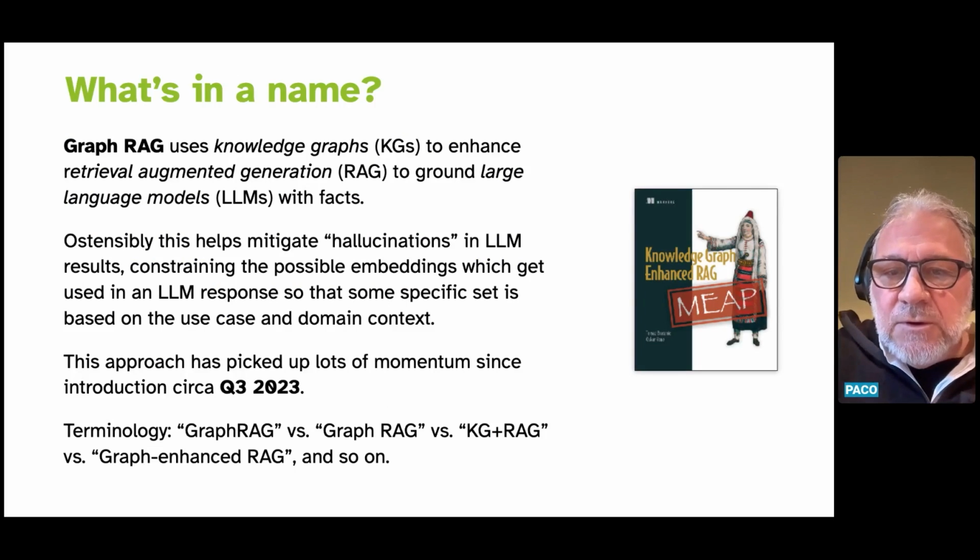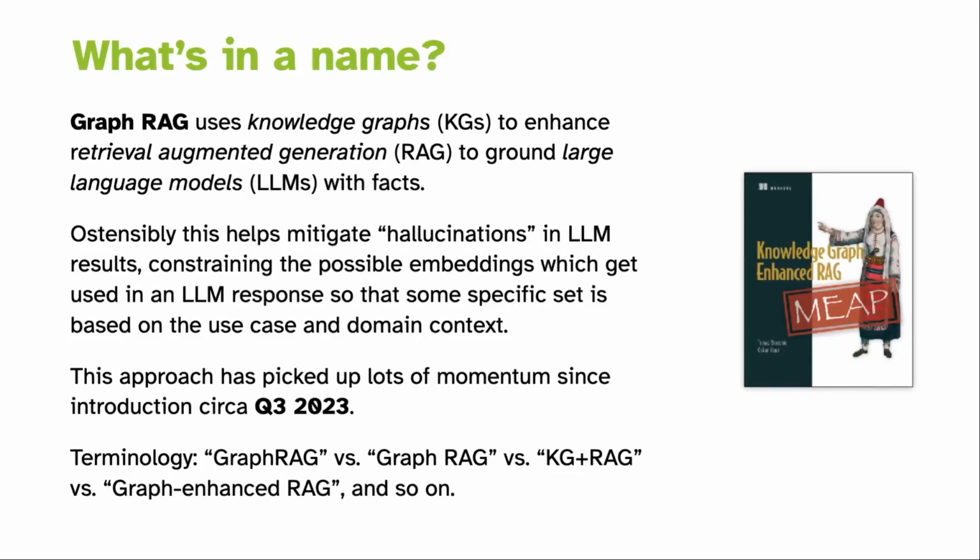I want to start out with an overview here of what is retrieval augmented generation, what is RAG, and then what is GraphRag. How do these parts all fit together? So let's see here. What's in a name? GraphRag is something that's definitely been in the headlines a lot about AI. The notion is that you use a knowledge graph to enhance something called retrieval augmented generation, RAG, for grounding the results that come out of a large language model, an LLM.